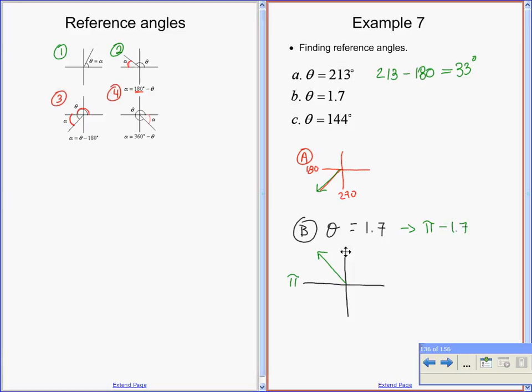That's fine. And the next one, C, we've got 144 degrees, so this time we're working in degrees. That's less than 180 but greater than 90, so again we're falling in the second quadrant. Since we're in the second quadrant, we're using 180 minus 144, which gives us 36 degrees as our reference angle.